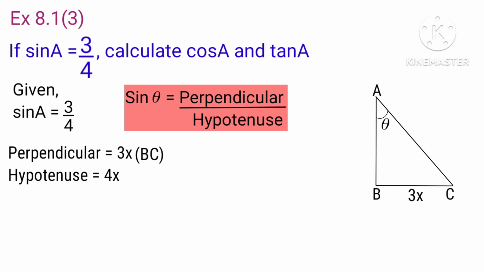Next, hypotenuse is 4x. The longest line is always the hypotenuse. So that is 4x. So then B will be the 90 degree. So the opposite of 90 degree will be hypotenuse. So now we have to find the value of AB.